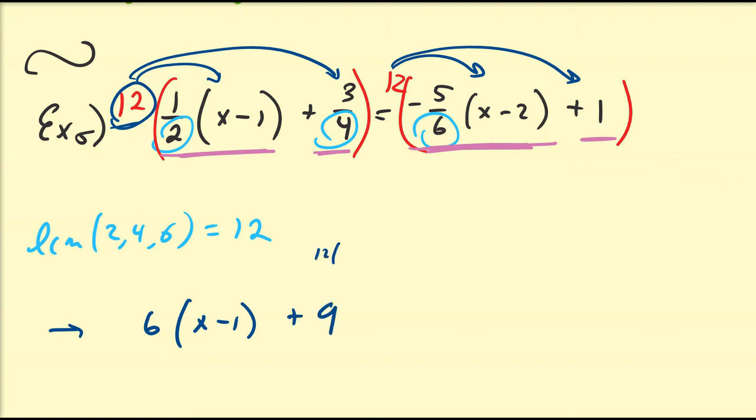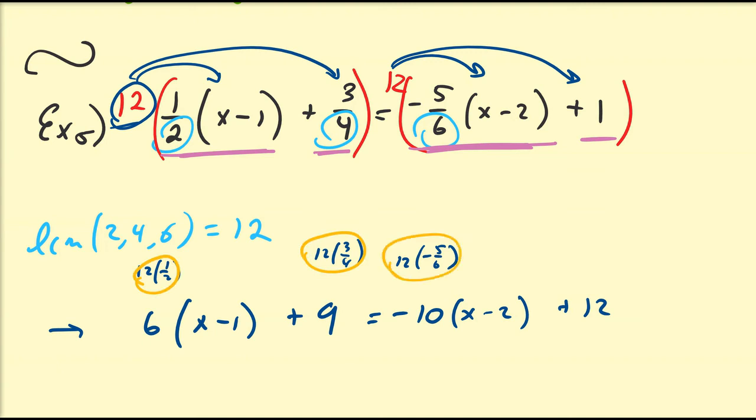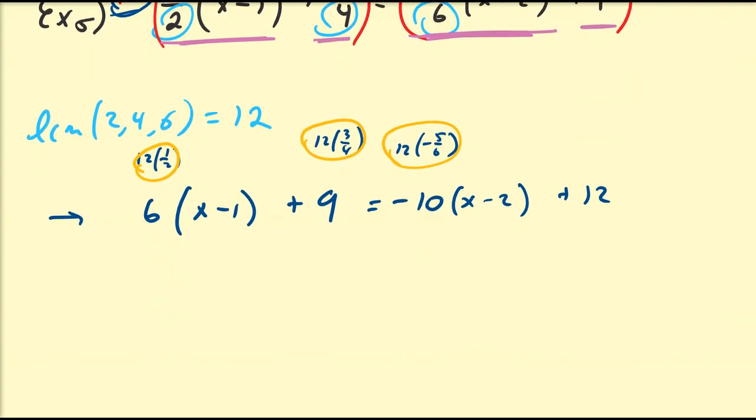So this is the same as 12 times 3/4. This is the same as 12 times 1/2. And this is going to be equal to, so 12 times negative 5/6, so 12 divided by 6 is 2, and 2 times 5 is 10. So I have negative 10, so this is 12 times negative 5/6 times x minus 2, and then 12 times 1 is going to be 12. So this is some fraction simplification. So from here I'm going to distribute across my parentheses whenever I can.